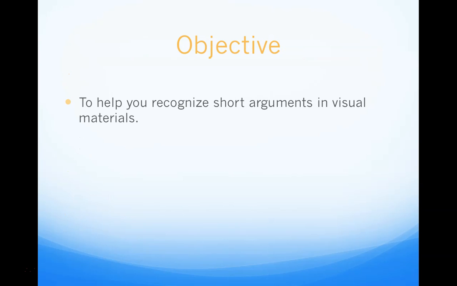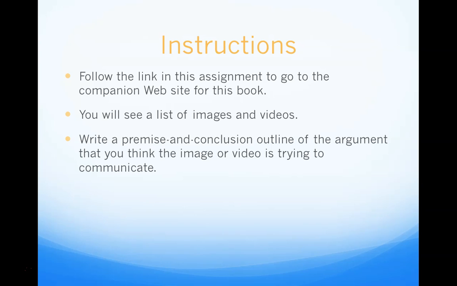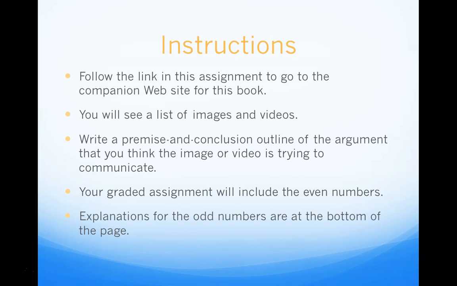Okay, so the objective of this assignment is to help you recognize short arguments in visual materials. The instructions begin by following the link in the assignment to go to the companion website for this book. Here you're going to see a list of images and videos. What I want you to do is write the premise and conclusion outline of the arguments that you think the image or video is trying to communicate. You're going to be graded on the even numbers, as always. However, the explanations for the odd numbers are at the bottom of the page.